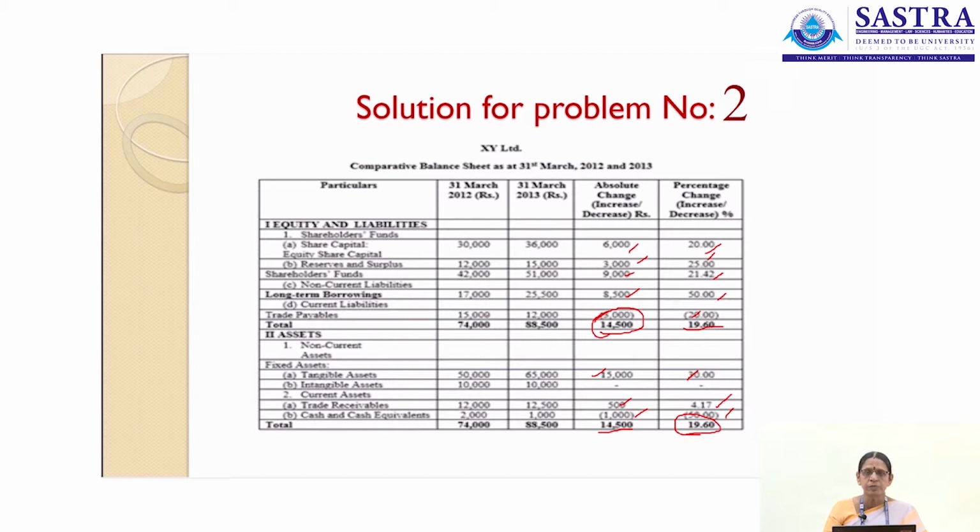Either it may be a short-term solvency or a long-term solvency. Then assets we have, fixed assets we have an increase of 15,000, here we have a 30% increase. Current assets we have trade receivables as 500 as increase, 4.17 is the increase. It is cash and cash equivalents we have 1,000 as decrease, so 50% as decrease. Again the total must be 19.60 as your increase, because 14,500 is said to be the net increase over the last year. So whenever we prepare a balance sheet of your organization, it is better to prepare a comparative balance sheet so that we can easily ascertain whether every item has increased or decreased.